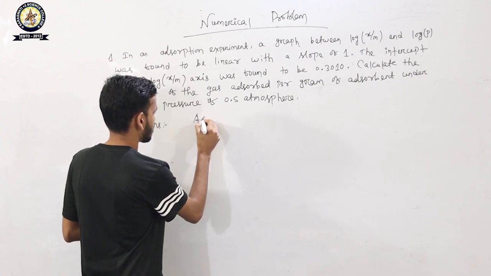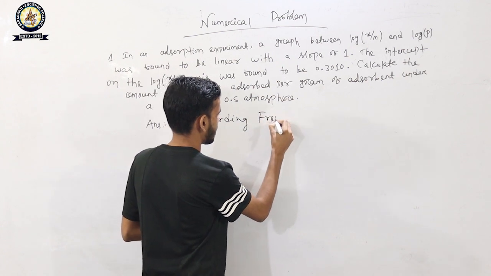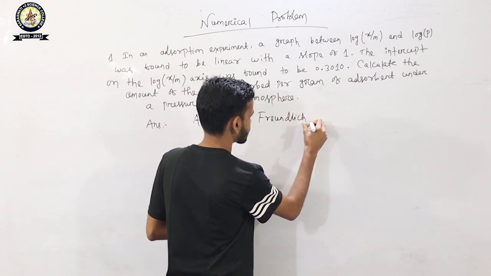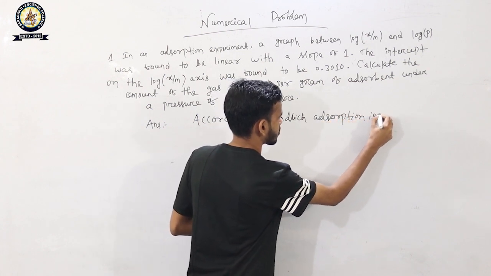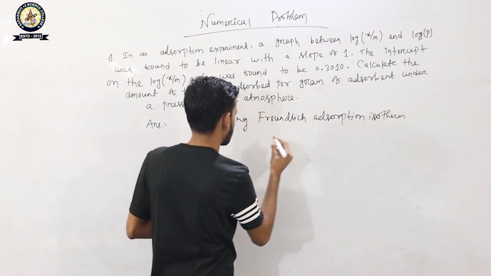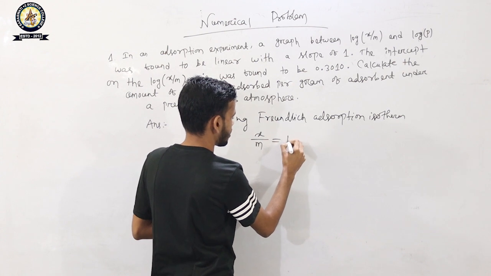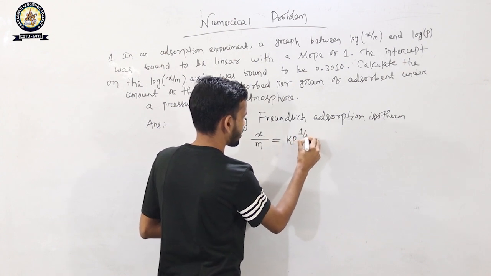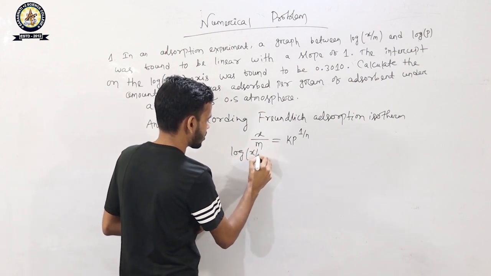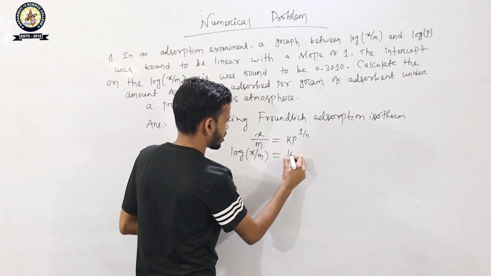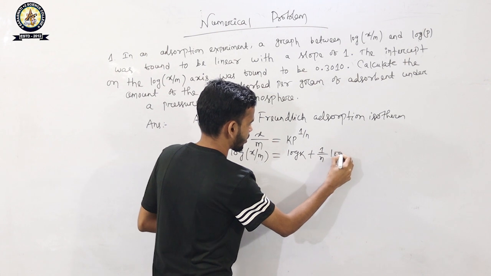So here, as we know, as per Freundlich adsorption isotherm, x/m, that is the extent of adsorption, is equal to k times p to the power 1/n. If we take log both sides, then it will be log x/m equals log k plus 1/n log p.